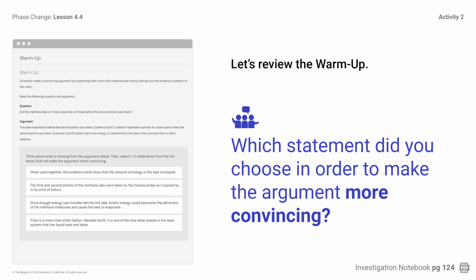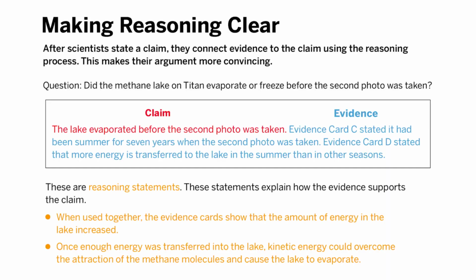Remember that convincing arguments include claims, evidence, and reasoning. Reasoning shows how evidence supports the claim. The argument from the warm-up states a claim and describes evidence, but is missing statements that explain how the evidence supports the claim. The original argument would be stronger if the writer explained how the two evidence cards work together to show that the amount of kinetic energy in the lake had increased.